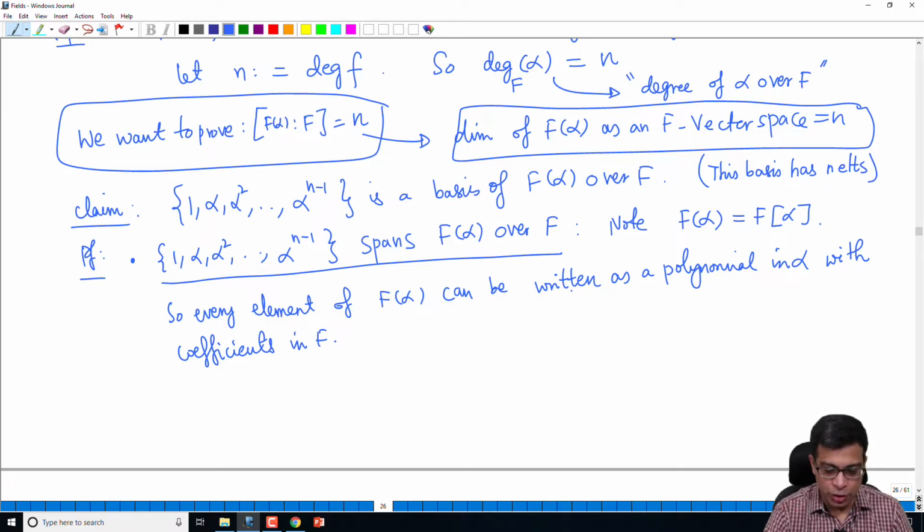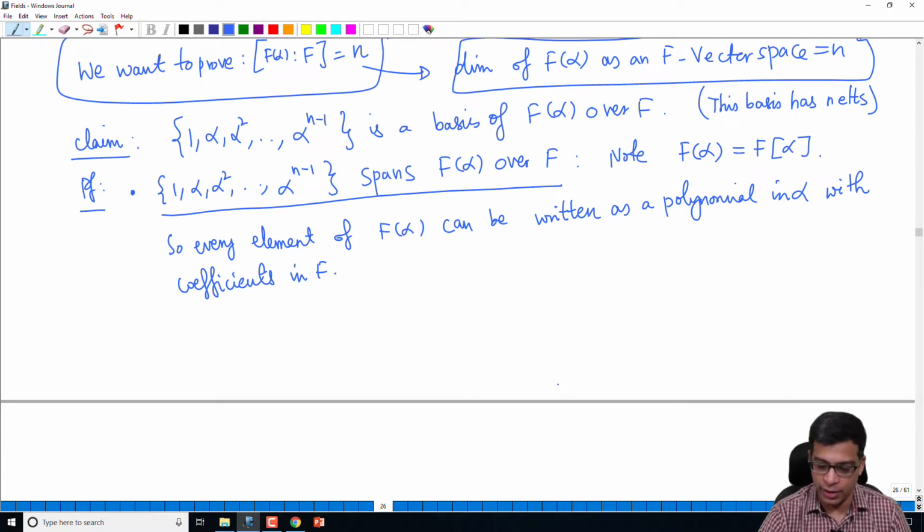But we are trying to show that this particular set spans it. So a priori, maybe a larger power than n may be required to express elements of F(alpha), which is the same as F[alpha]. But because f(alpha) is 0, we can get rid of all terms with degree greater than or equal to n.